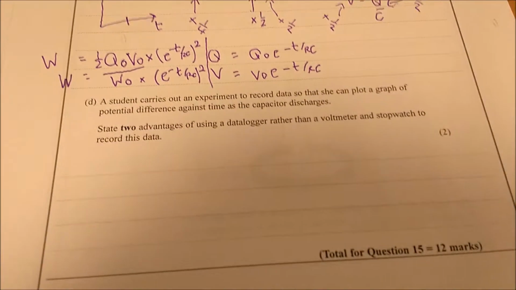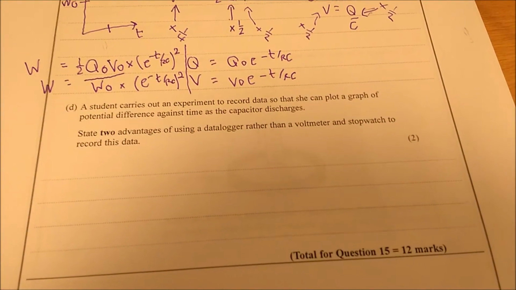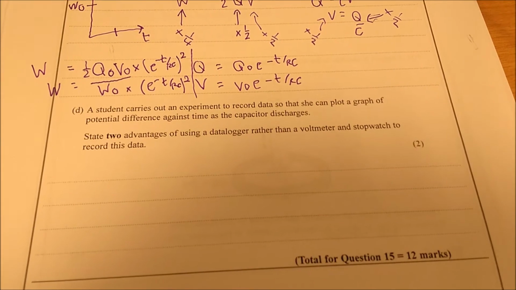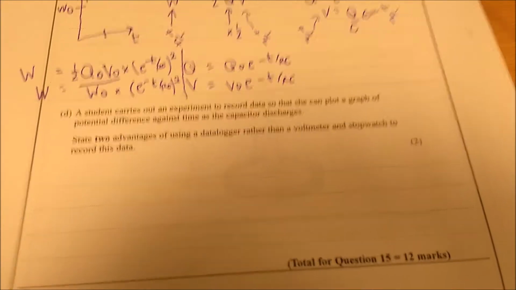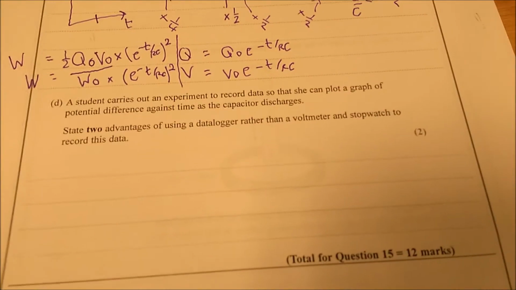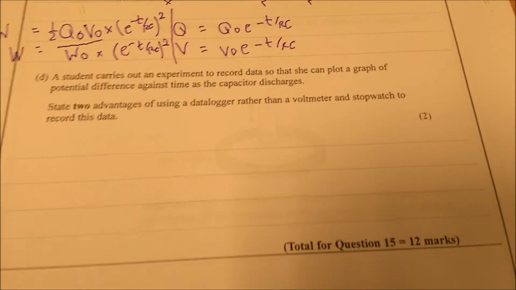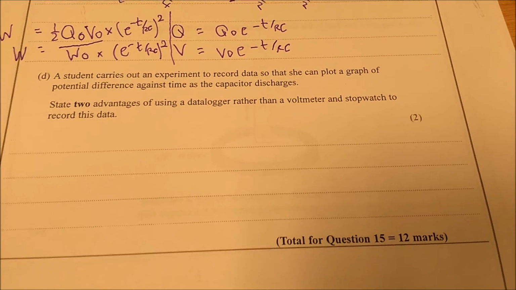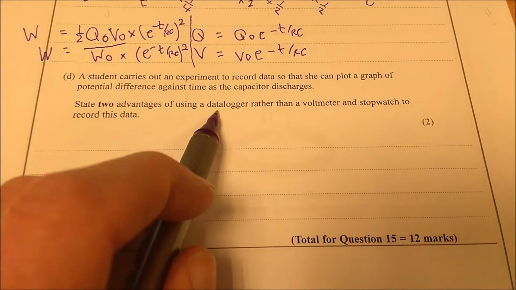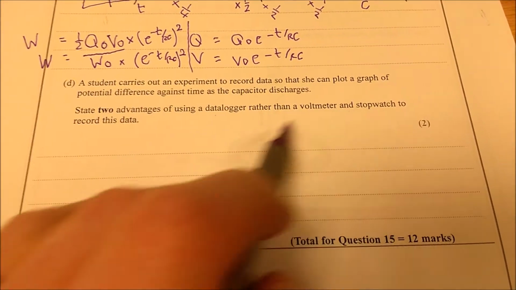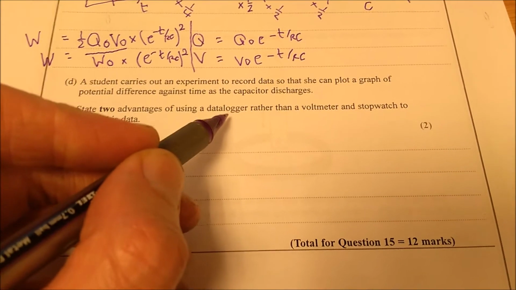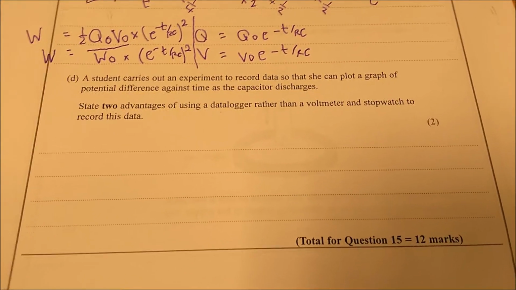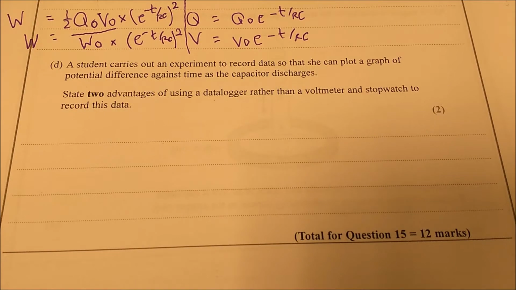The last bit then, D, a student carries out an experiment to record data, so she can plot a graph of potential difference over time. What would be the advantages of using a data logger to log the voltage rather than a voltmeter and a stopwatch? So when we say data logger, we mean basically a voltmeter connected to a PC. 2 marks, so we need to say 2 things.